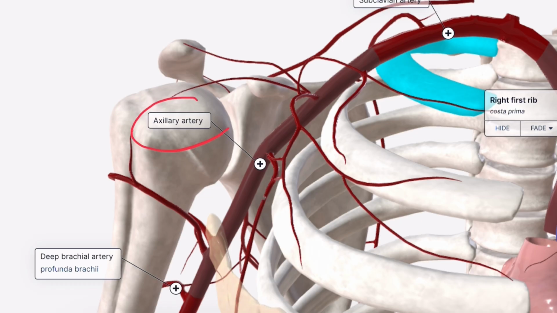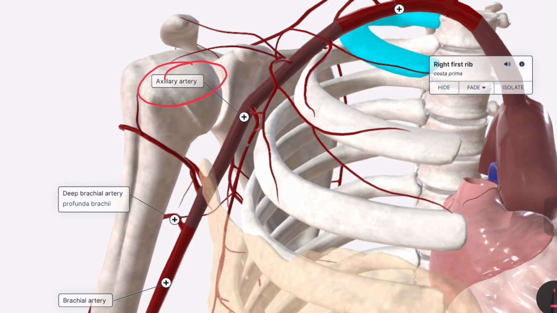Now, the axillary artery, that travels through the axilla. The axillary artery is a continuation of the subclavian artery that begins at the outer border of the first rib. The axillary artery terminates at the lower border of teres major and continues in the arm as the brachial artery.